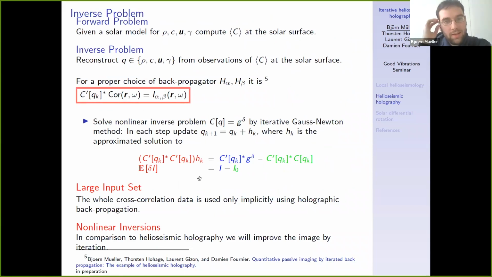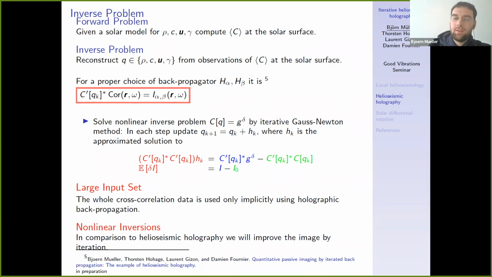Okay, what we see, again, let me state the forward problem and the inverse problem. So the forward problem is that we have a solar model defined by density, sound speed, flow field, and damping rate. And we compute the cross covariance at the solar surface. And the inverse problem is the other way around. So we want to reconstruct one parameter of interest, maybe also two parameters at the same time, from observations of the cross correlation of the solar surface. What I wanted to show you before is that the hologram intensity is nothing else than the adjoint of the Fréchet derivative of our correlation data set once we fix the backpropagators H alpha and H beta. So it's some kind of different way to go.